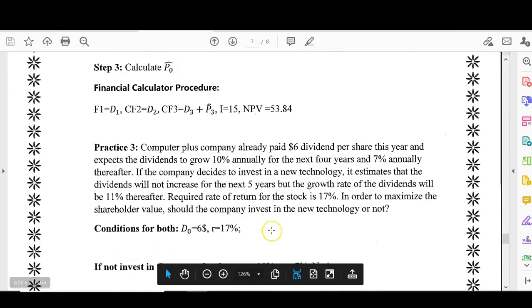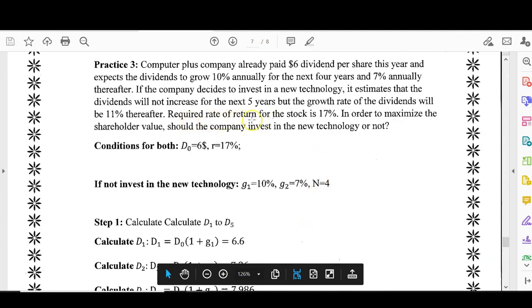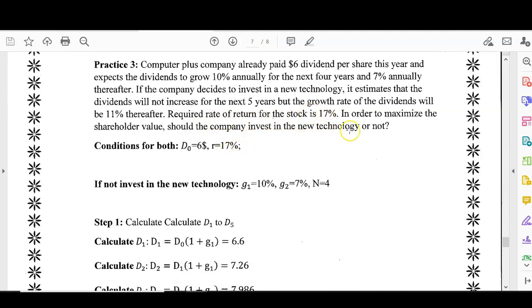There are 2 cases here. Required rate of return, RS, is 17% for both cases. In order to maximize the shareholder value, should the company invest in the new technology or not? We want to maximize the shareholder value, meaning we want a higher stock price. We need to calculate the stock price for both cases and see which one is higher, so we can decide whether to invest in the technology or not.